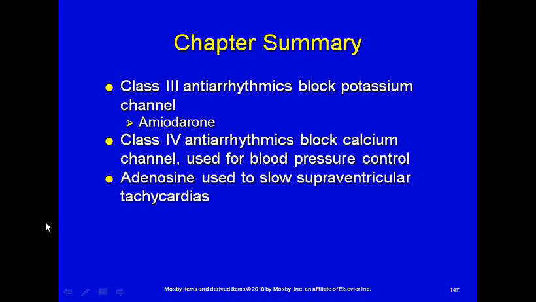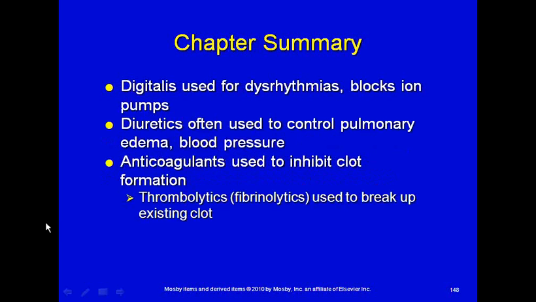And adenosine is used to slow fast heart rates that are originating above the ventricles. DIG is used to treat dysrhythmias. They block the ion pumps, and DIG is the primary drug used to treat atrial fibrillation.